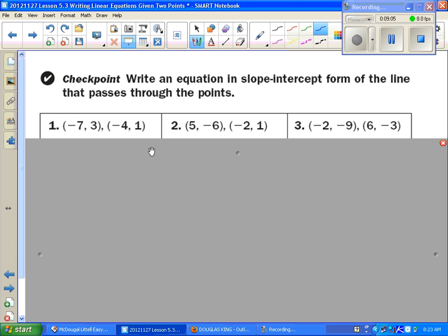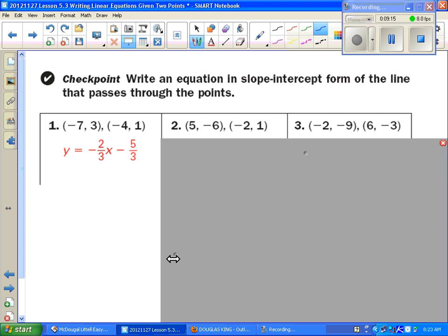Okay, then we had a checkpoint on the back. It says write an equation in slope-intercept form of the line that passes through the points. You have 3 things you need to do. You need to find the slope, you need to find the y-intercept, and then you need to go ahead and plug in m, and you need to plug in b. So in order to find the slope, remember your slope formula is the change of y over the change of x.